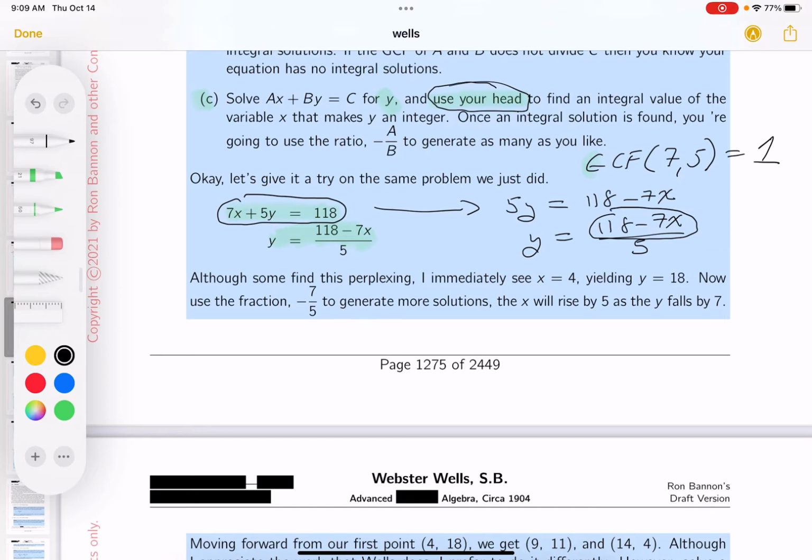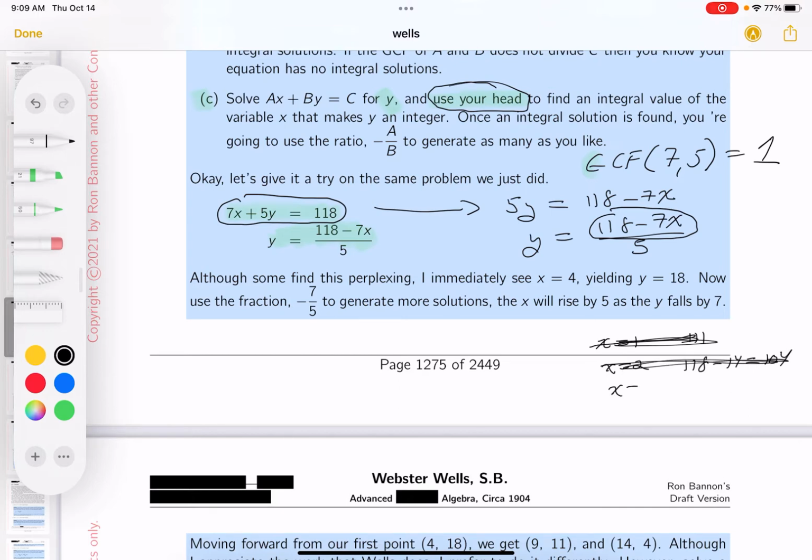And I'm going to try numbers. I'm going to try, like, x is 1. Now, this might seem like craziness to you, but if x is 1, what do you get? 111 on top. That's no good. Right? Let's try 2. What do you get on top? 118 minus 14. Again, I'm looking for a number divisible by 5. 5's not that bad, right? So what do you get over there? You get 104. That doesn't work.